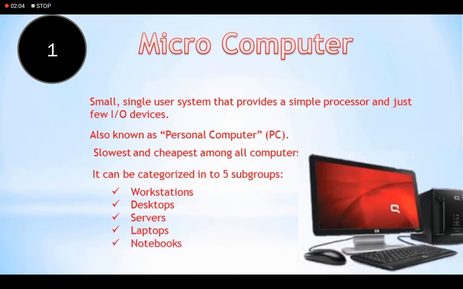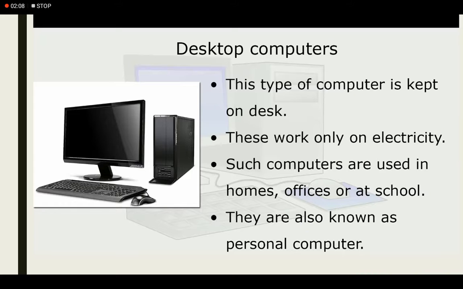So let's talk about some categories of microcomputer. First one is desktop computer. This type of computer is kept on a desk. These work only on electricity. Such computers are used in homes, offices, or schools. They are also known as personal computers.